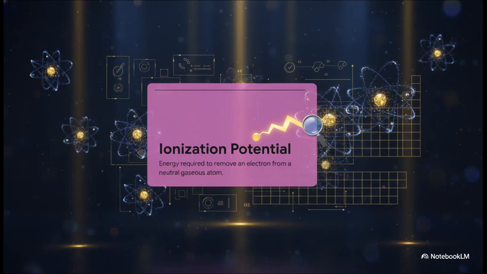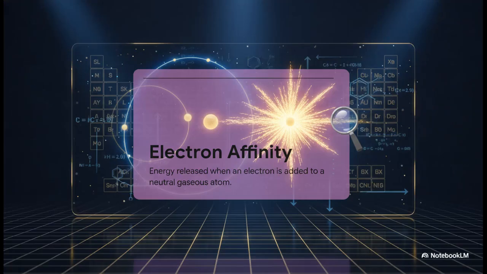So, the crucial point is right here with ionization potential, sometimes called ionization energy. Imagine you want to steal an electron from a perfectly neutral, happy atom. It's not going to just let it go without a fight. Ionization potential is the exact amount of energy you must put into the system to forcefully rip that outer electron away.